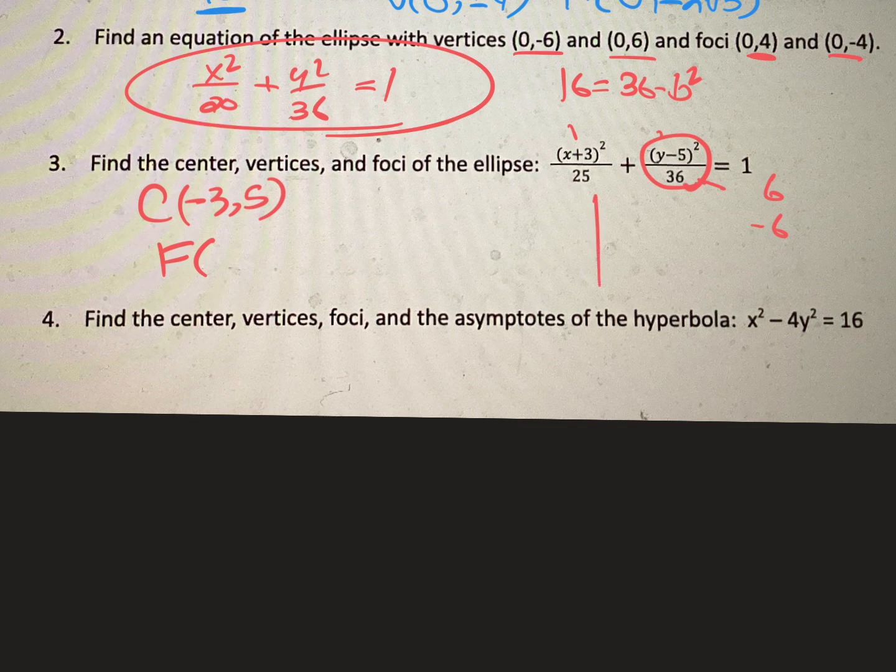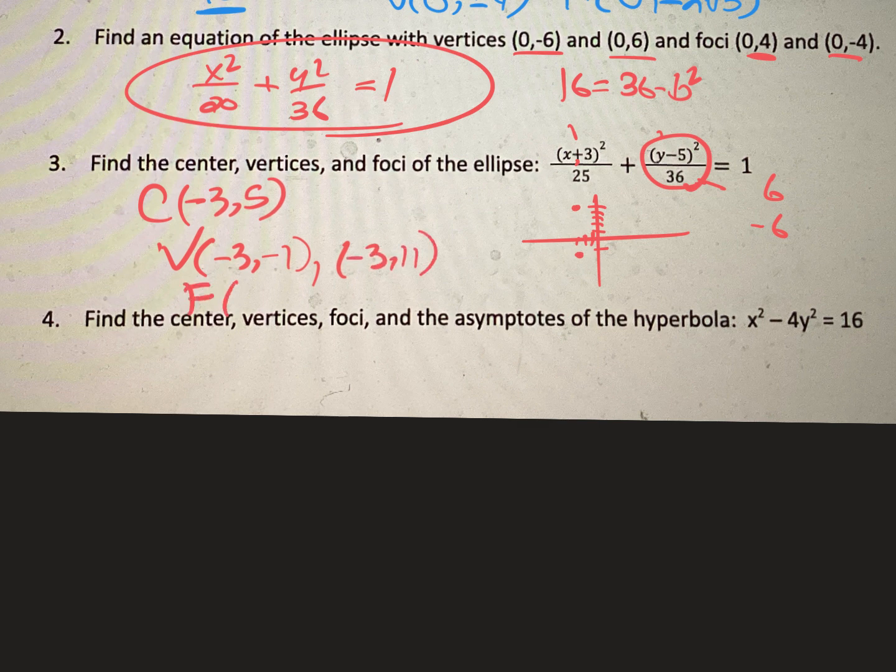So if I drew that, my center would be negative 3, 5. 1, 2, 3, 4, 5. I'm going to go 6 down from there, which puts me right there. That point right there would be negative 3, negative 1, going down 6. Sorry, that's not my foci, that's my vertices. I used the wrong word. Sorry about that. And my other vertex would be 6 up from there. So if I go up 6 from 5, that puts me at 11. So I'm at negative 3, 11.